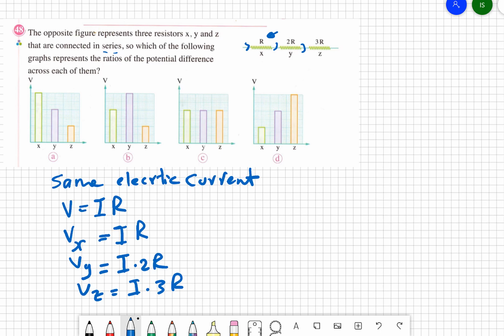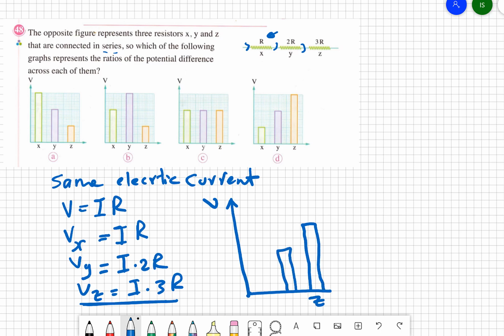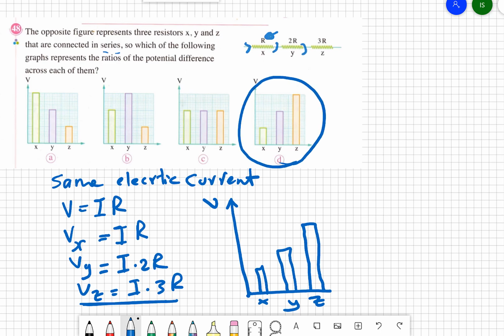So which one is larger? Vz. So here is V, the larger one Z, smaller than it Y, and the smallest one X, because the smallest one has resistance only R, the smallest resistance, and same current, so the smallest voltage. Which answer? So the answer is letter D. Let's go to another one.